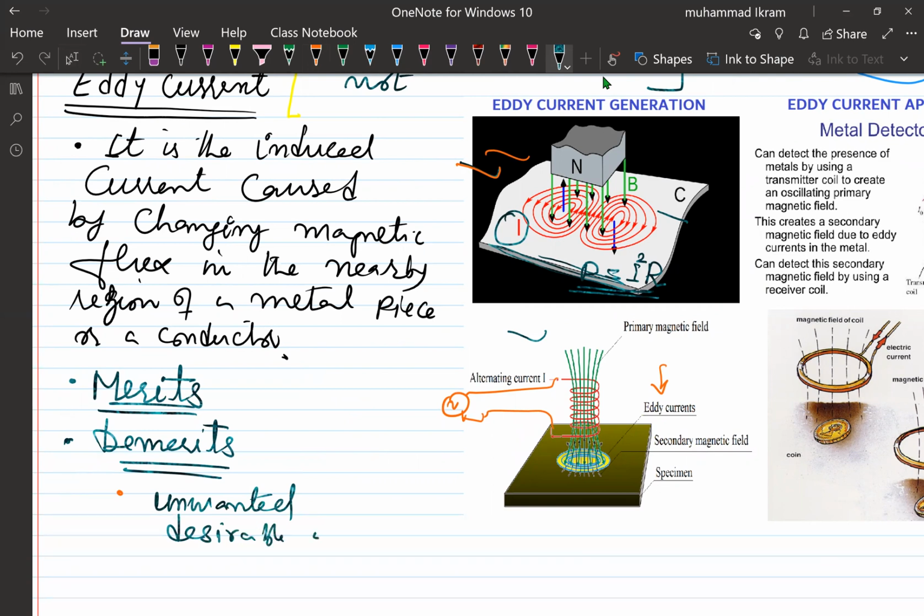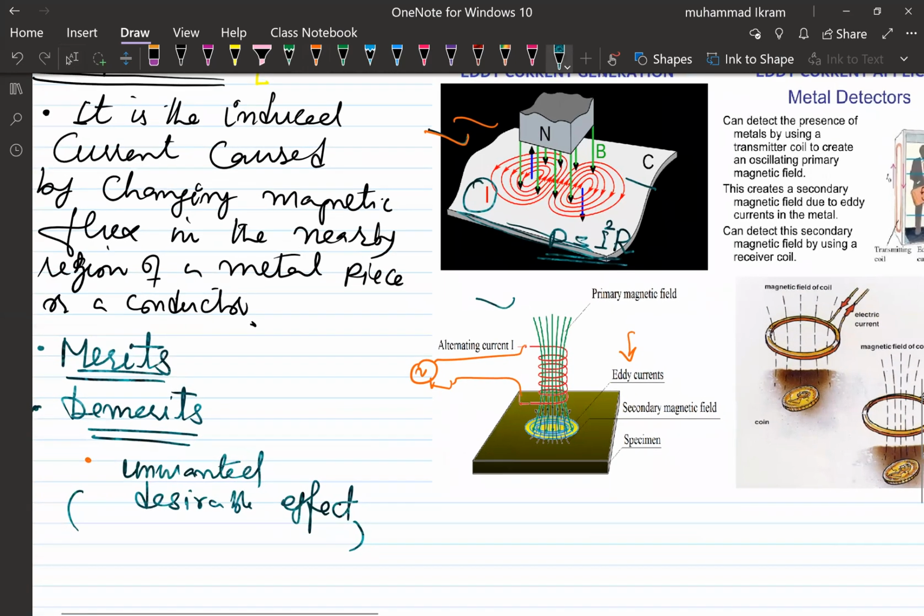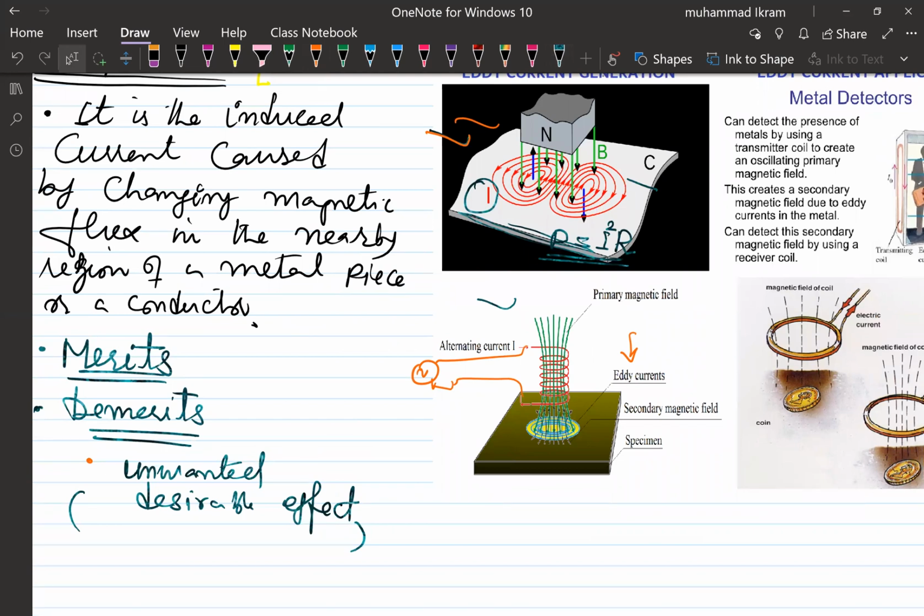Desirable effect, that is in the core of the transformer. The eddy current in the core of the transformer produces what? Excess heat energy, right? And it is because of the induced current that flows through the core of the transformer because of this effect.